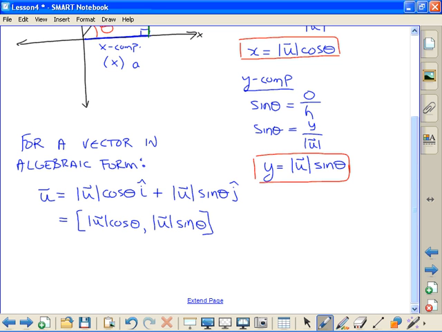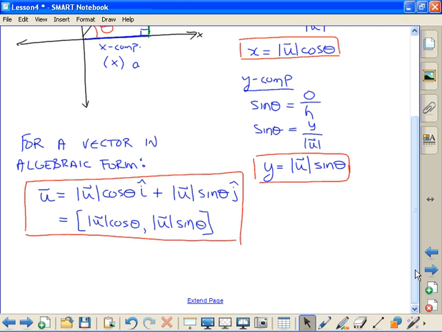Okay? You can break any vector down. So this definitely, absolutely must get on your cheat sheet, because when you're using algebraic form, you're going to be using one or the other. All right? And I have a series of examples coming up where we'll talk about this.